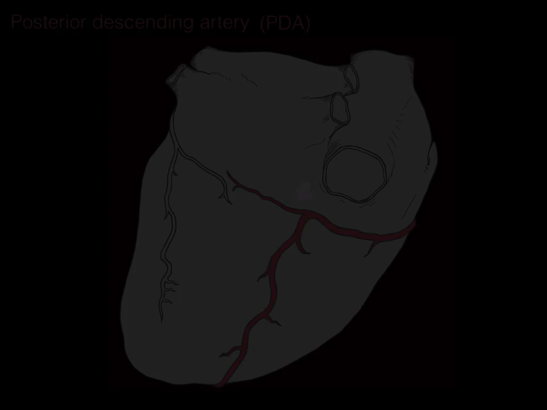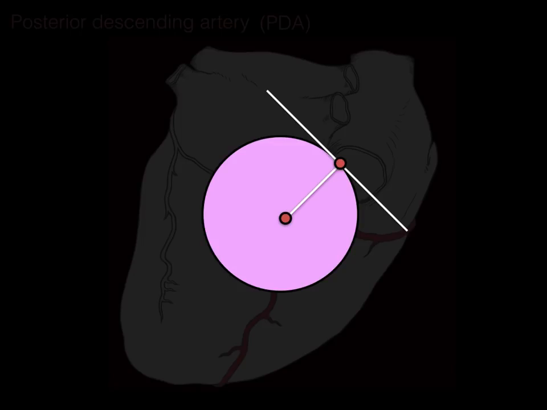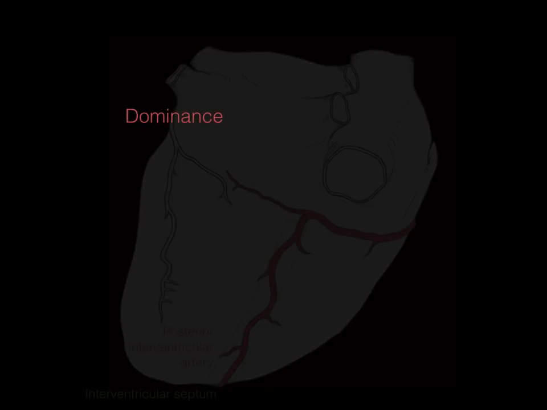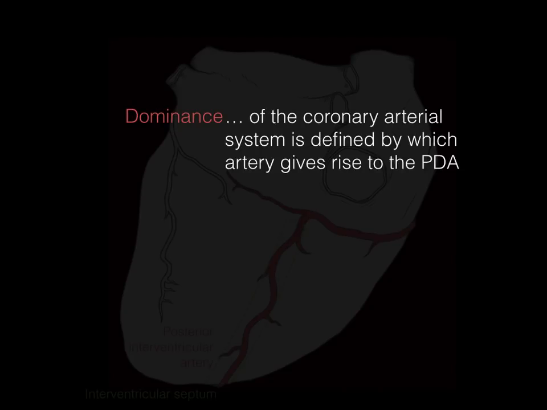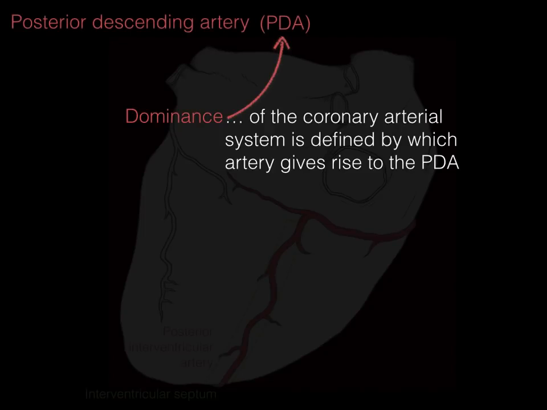You know what time it is? Time for a wee bit of a tangent. There is something called coronary dominance. Dominance with regards to the coronary circulation means dominance of the coronary arterial system is defined by which artery gives rise to the posterior descending artery, or PDA.